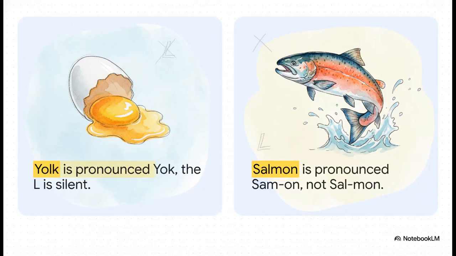First up, the sneaky trap of the silent L. When talking about the yellow part of an egg, it is not yolk with an L sound. The L is completely silent. It's pronounced yolk. Similarly, that popular fish you might order at a restaurant, it's not a salmon. Drop the L entirely. It is simply pronounced salmon.